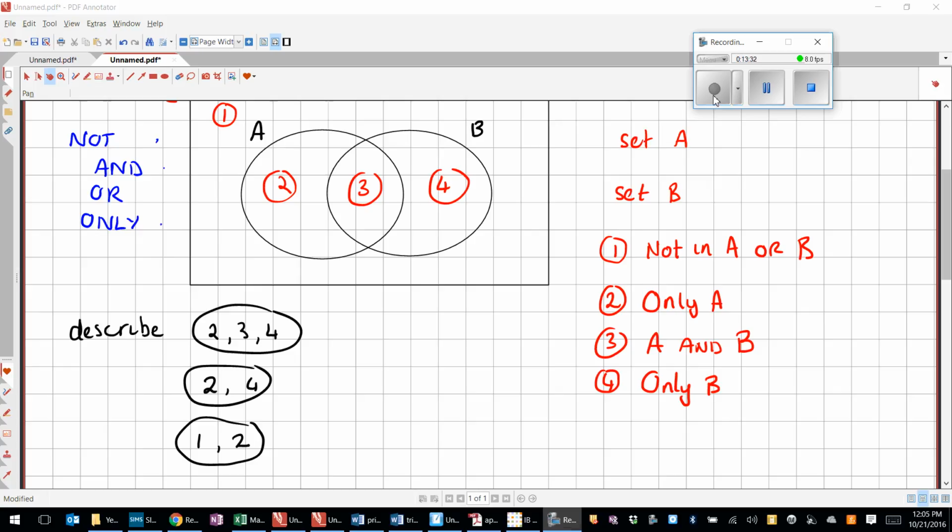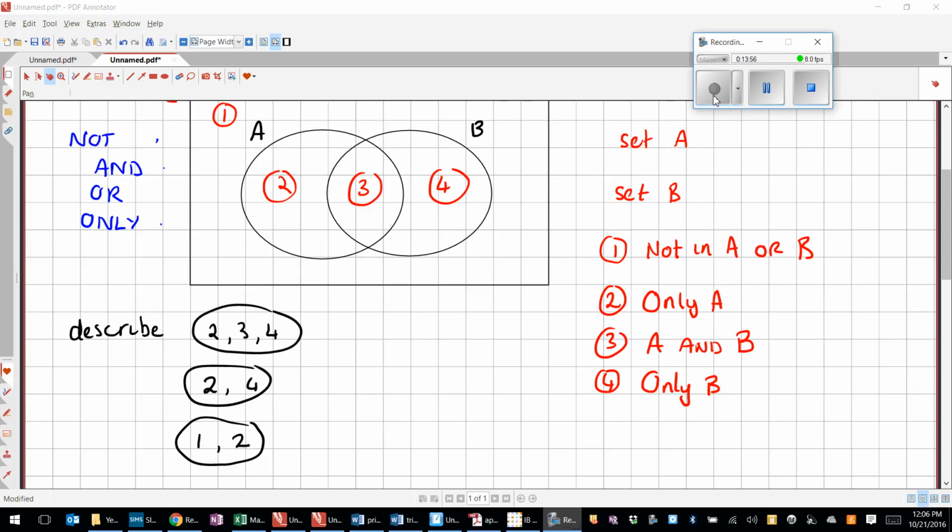I can see why you'd say that for 2 and 4, but we need to be more specific. It's in A or B is fine, but not in 3 because they don't. You're using the word common. Not in both. It's in set A or set B, but it's not in both.